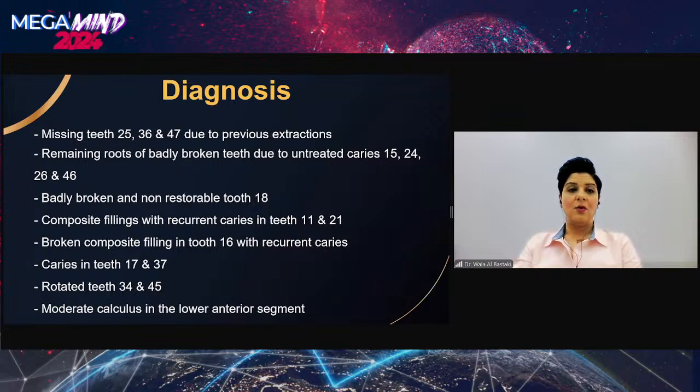As a diagnosis, we have missing teeth 2/5, 3/6, and 4/7 due to previous extractions, remaining roots of badly broken teeth due to untreated caries 1/5, 2/4, 2/6, and 4/6, badly broken and non-restorable tooth 1/8, composite filling with recurrent caries in between the central incisors in the upper arch, broken composite filling in tooth 1/6 with recurrent caries, caries in teeth 1/7 and 3/7, rotated teeth 3/4 and 4/5, moderate calculus in the lower anterior segment.